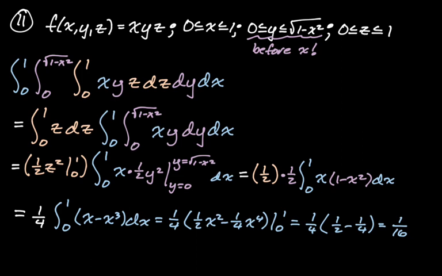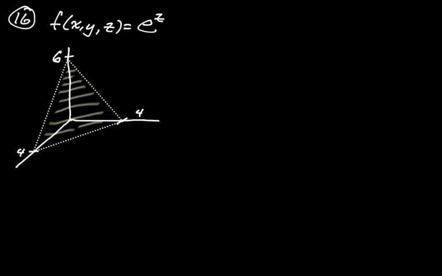All right, we got one more problem to do, and it's kind of annoying. So let's look at it. We have f of x, y, z is e to the z, and we're doing the triple integral over the region shown, which is like a tetrahedron, a four-sided thing. I guess it's a pyramid, but it doesn't feel like a pyramid because of the right angle that occurs at the origin, even though it is definitely a pyramid.